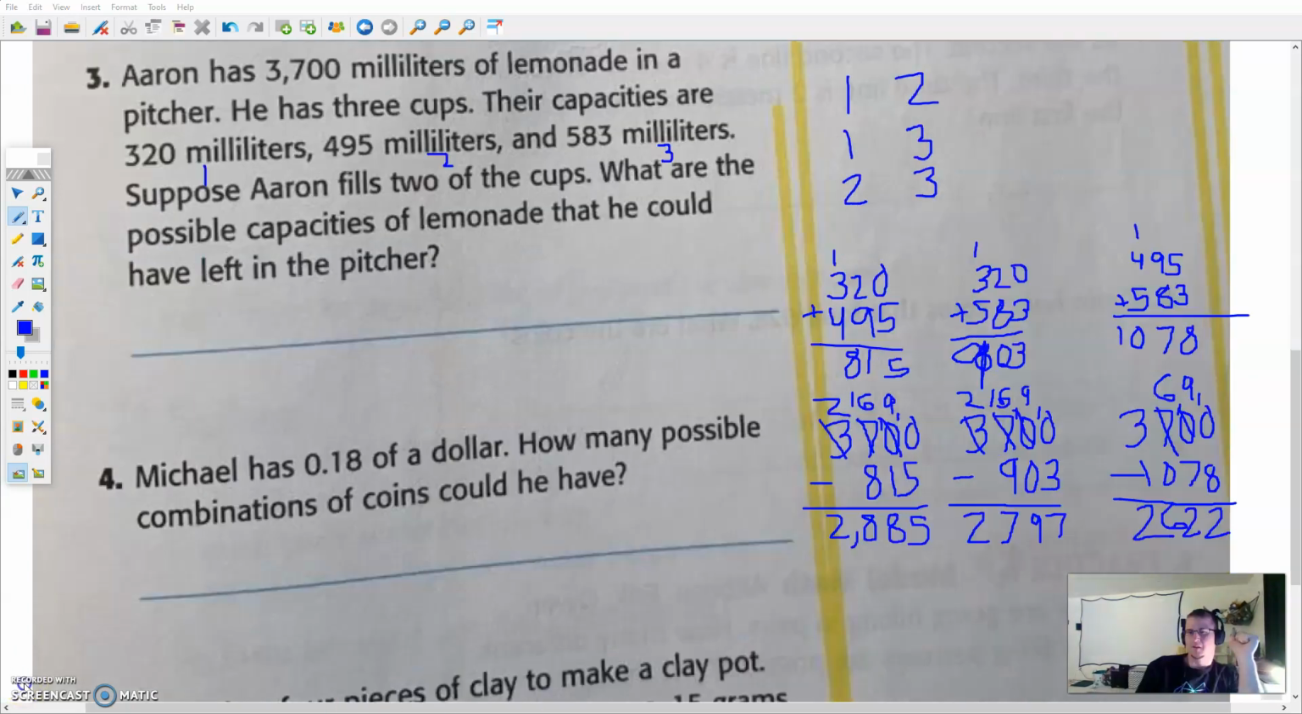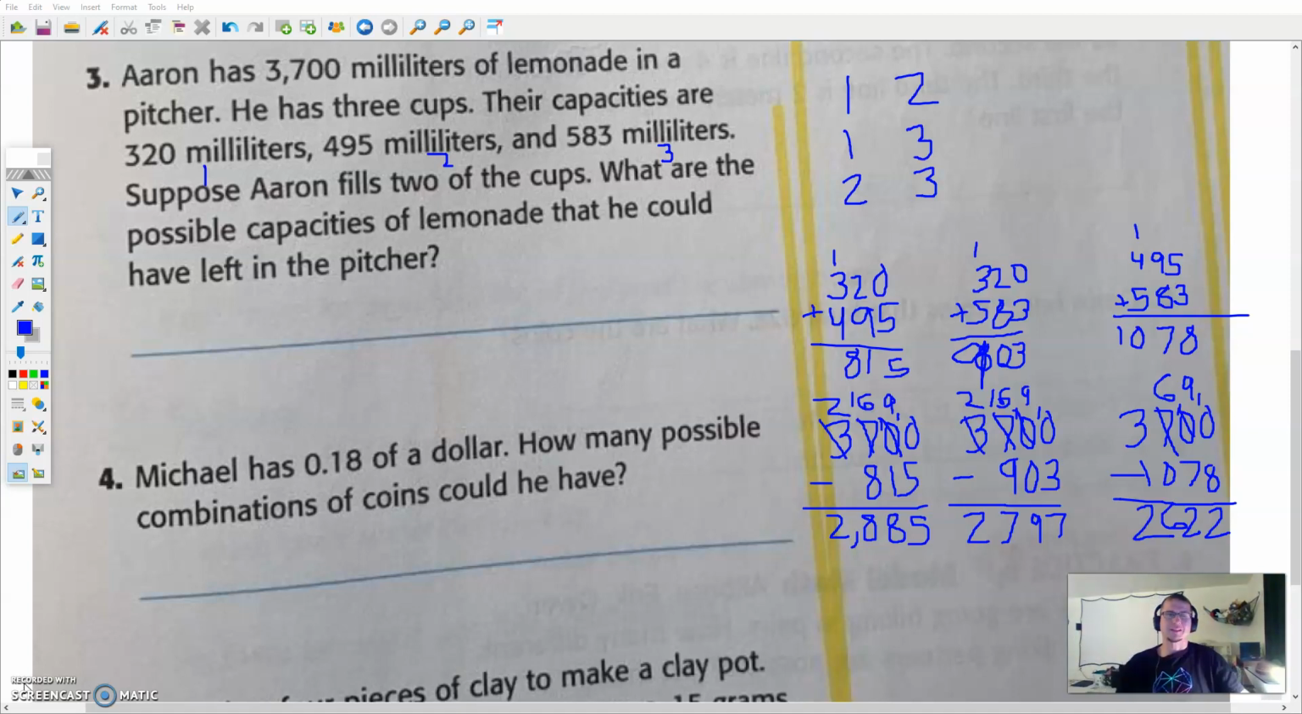Okay, I've got about 1.5 minutes here to wrap things up, so we're just going to quickly go over this. You see my subtraction there. 3,700 minus 815 is 2,885. The next one is 2,797, and the final one was 2,666.